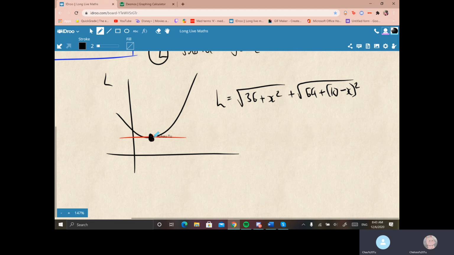Well, at the moment we've got a graph of L versus x. How do you find the lowest point of something? It's not me giving you this graph. Let's say this graph here, y equals x squared. How do you find the lowest point?